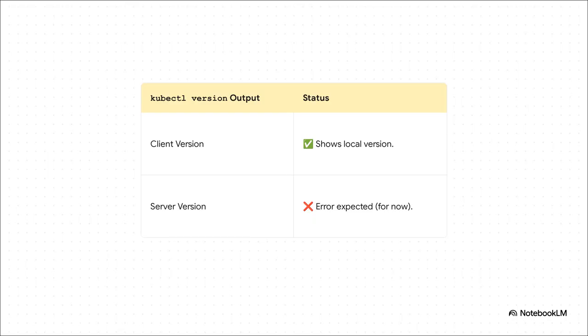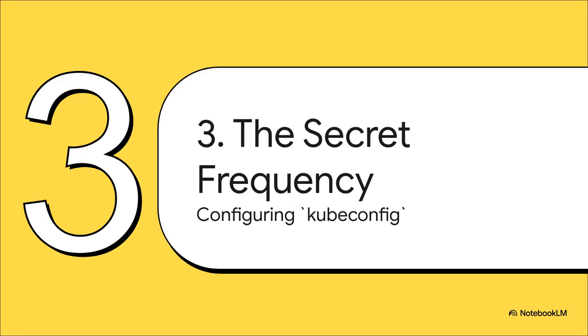Let's run kubectl version. What you're looking for is the client version. If you see that, boom, our radio is installed and working on the Jenkins server. Now you're almost definitely going to see an error for the server version. Don't panic. That is totally expected. We've built the radio, but we haven't tuned it to the right frequency yet. That's next.